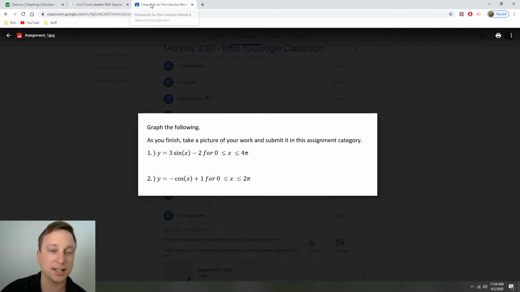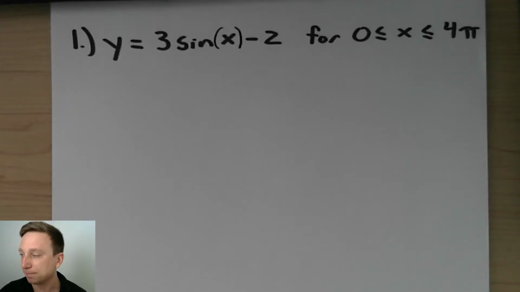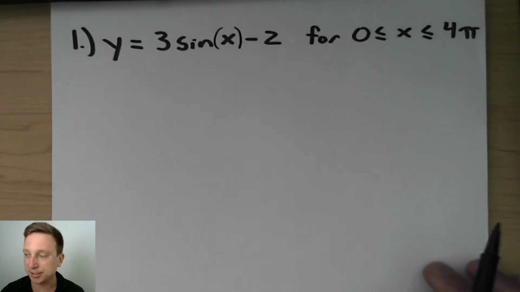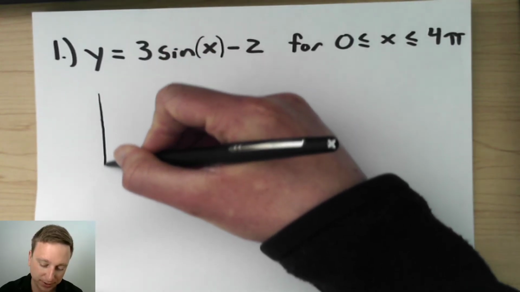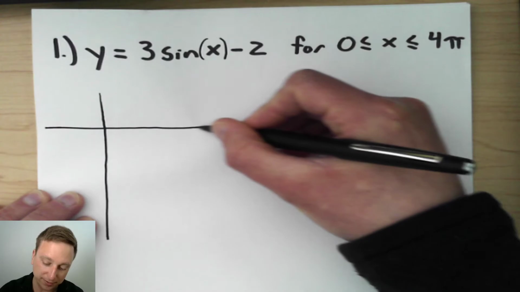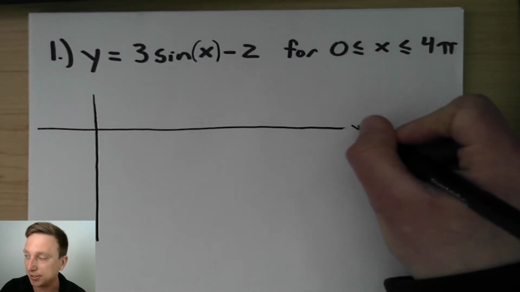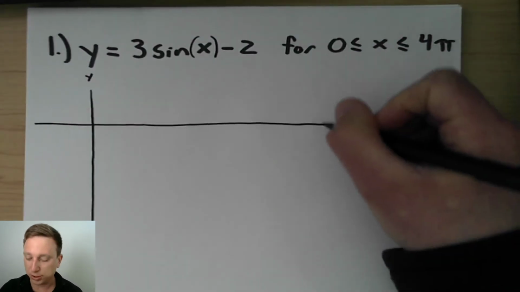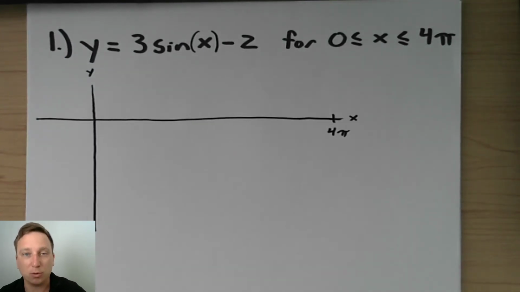So what we're going to do is let's go ahead and let's plot this. So y equals 3 sine x minus 2. We'll worry about the from 0 to 4 pi radians in just a moment here. But as we plot this, first thing we're going to need is an axis. So I know that this graph is actually going to be shifted down because of the minus 2. So I'm going to make this have more negative values in its range than positive. So here's x, here's y. Ultimately, we're going to want to go 4 pi here. But right now, we're only worried about 1 period.